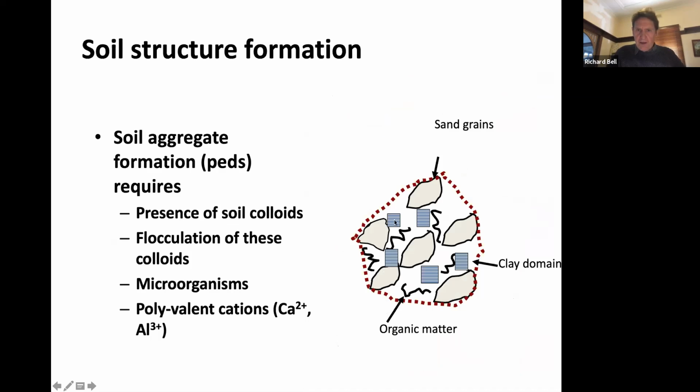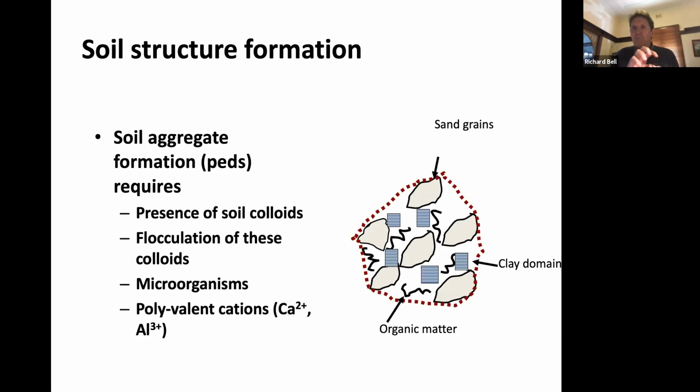So how do peds or aggregates form? Well, it's where sand grains and clay domains and organic matter, together with polyvalent cations, particularly calcium and aluminium, chemically just bind together to form this secondary structure. And when you look at the soil profile and you dig it up with a spade, you'll often see these peds just sort of fall out of the soil material.